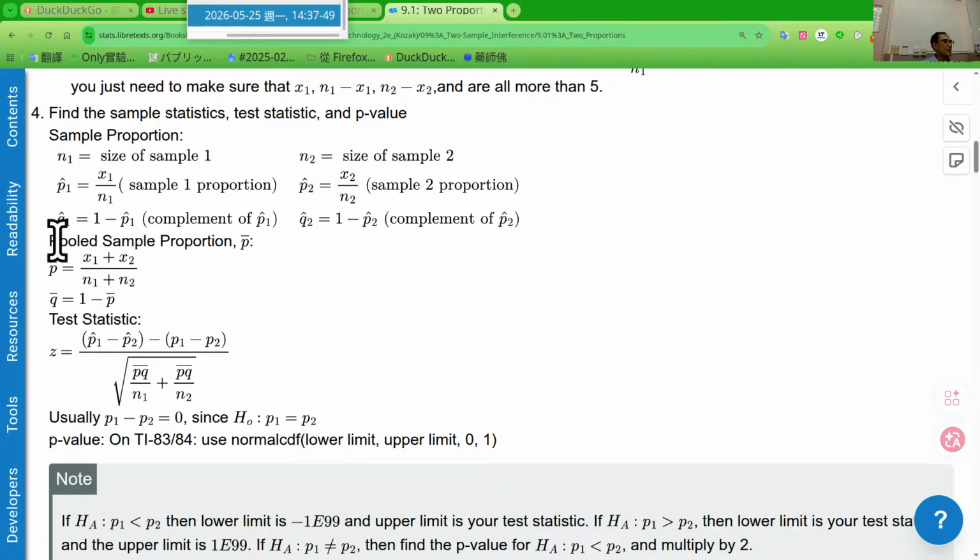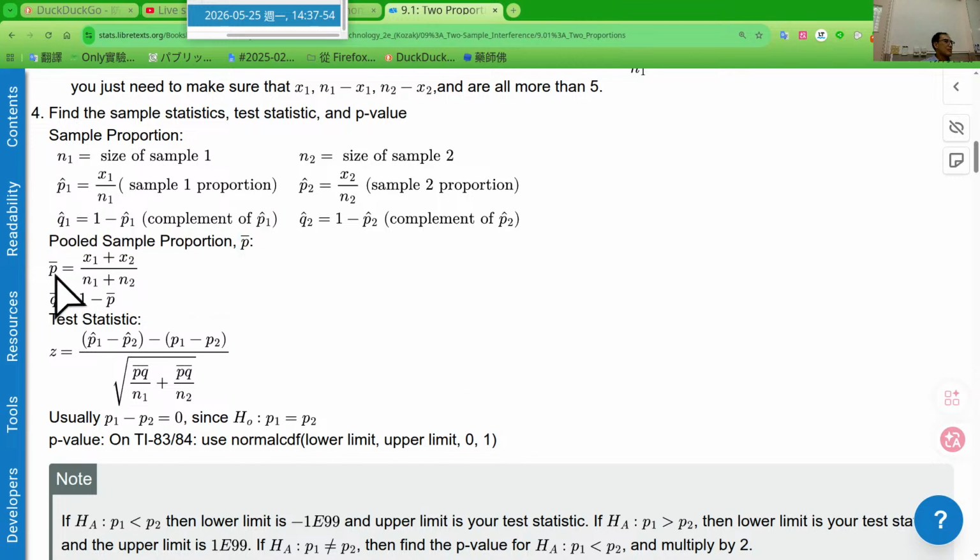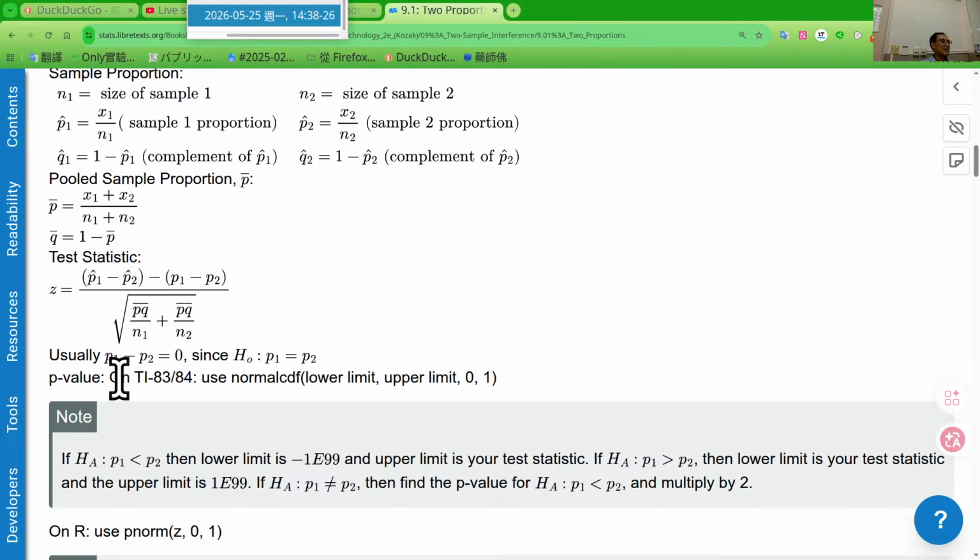Pooled sample proportion. What does it mean? Pooled means put them together, group them together. P bar equals, in the numerator, x1 plus x2, and in the denominator, n1 plus n2. Q bar is 1 minus P bar. The test statistic z score is P1 hat minus P2 hat minus the quantity P1 minus P2, and then in the denominator, I know it's ugly, but we don't need to memorize the formula. We just calculate.